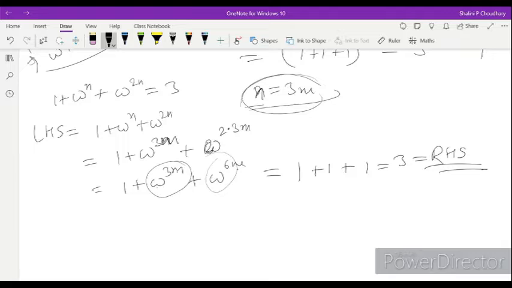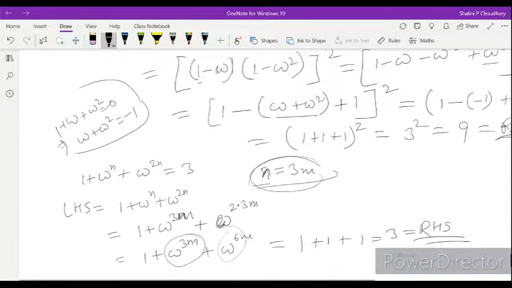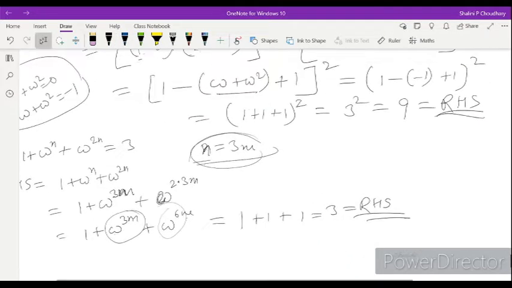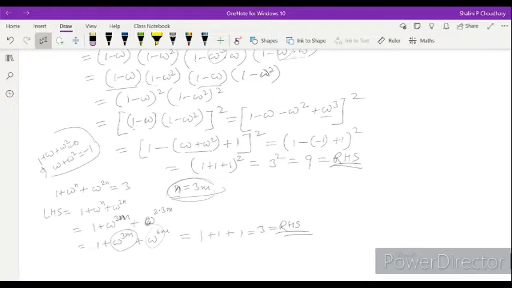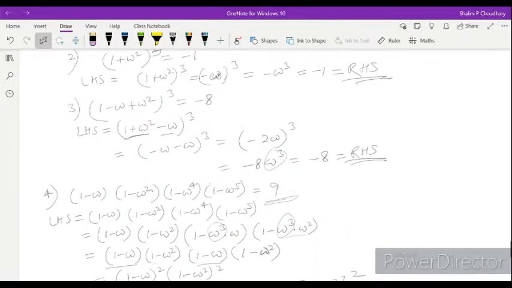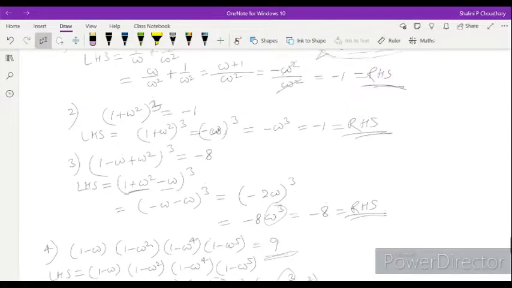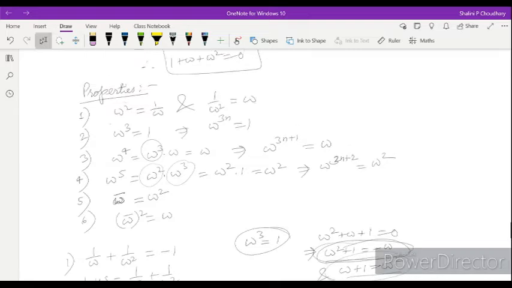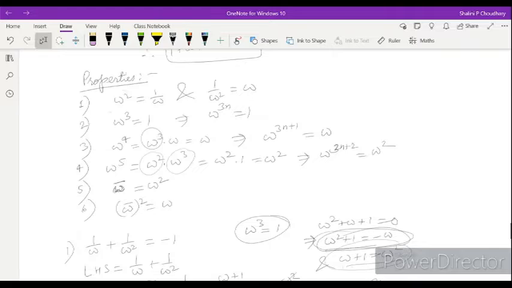Now we'll see some more questions in the next video. So I hope you understood the concept and properties of cube root of unity and how to find the cube roots of unity. And also remember 1 plus omega plus omega square is equal to 0, and 1, omega and omega square, all three are the cube roots of unity.